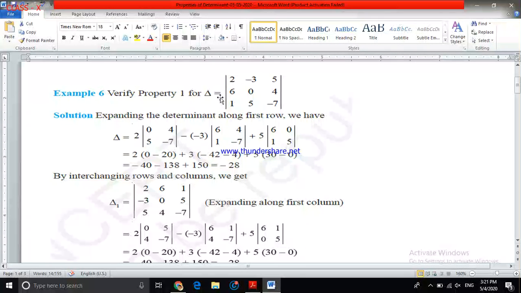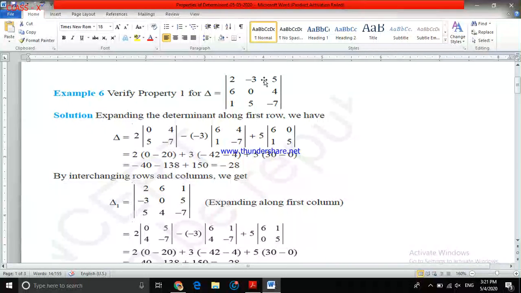So I have taken the first element as 2. I know the signs will be positive, negative, and then positive. So 2 into the corresponding row and the corresponding column; if I exclude them, the remaining elements are 0, 4, 5, minus 7. So this minus sign will come automatically with the formula, and this minus 3 is as given in the question.